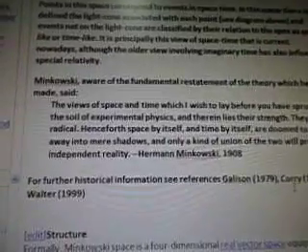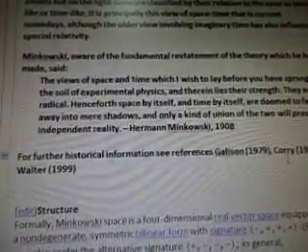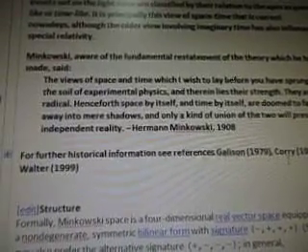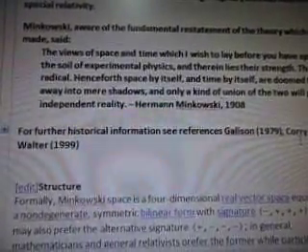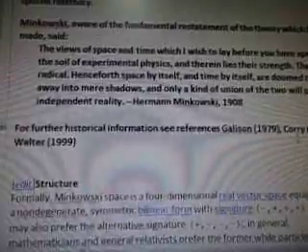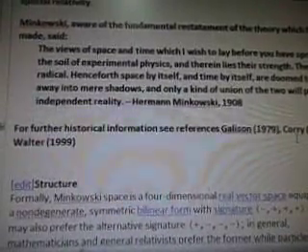Minkowski, aware of the fundamental restatement of the theory which he had made, said, "The views of space and time which I wish to lay before you have sprung from the soil of experimental physics, and therein lies their strength. They are radical. Henceforth, space by itself and time by itself are doomed to fade away into mere shadows, and only a kind of union of the two will preserve an independent reality."